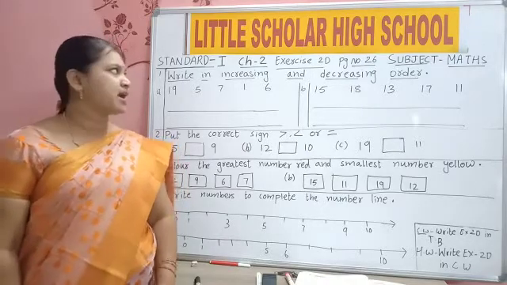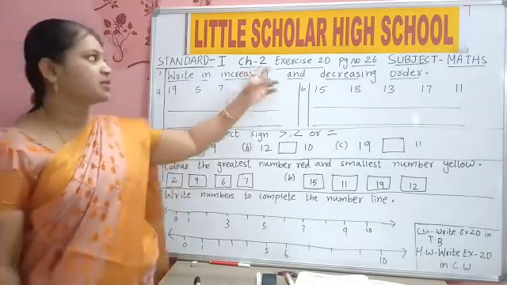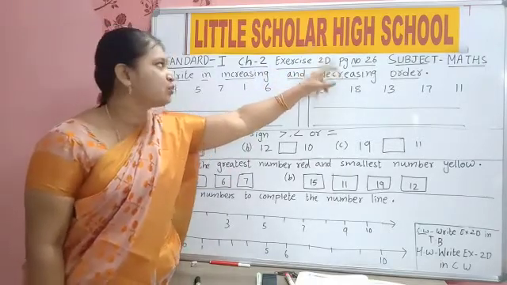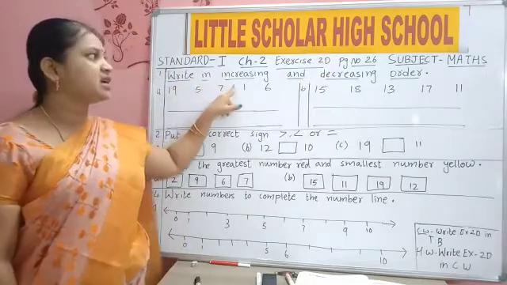Standard First Maths. Today we will discuss Chapter 2, Exercise 2D. It's on page number 26. Write in increasing and decreasing order.